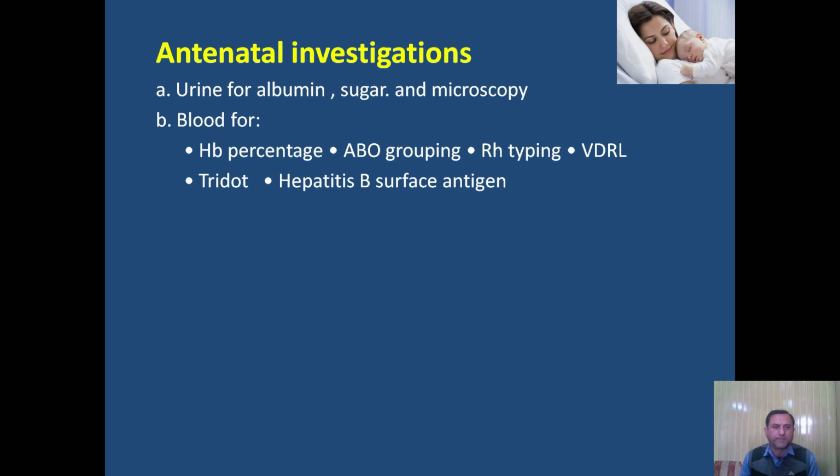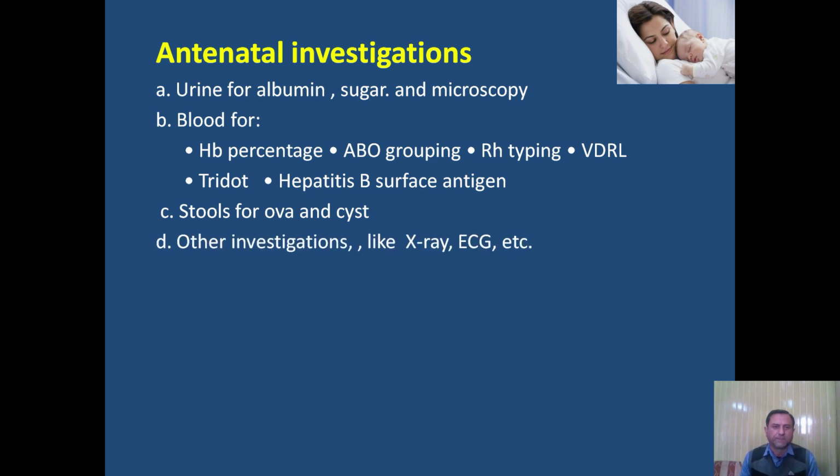Then we examine her blood for hemoglobin percentage. Blood grouping is important, not only hers but her husband's also, along with Rh typing. Then VDRL to rule out syphilis, and a test to rule out HIV. Hepatitis B surface antigen test to rule out the possibility of her being antigen positive, because then the plan of management of pregnancy would change. Stools can also be examined for ova and cysts, because these are predisposing features of malnutrition or compromise on nutrition. Therefore, they need to be identified and treated.